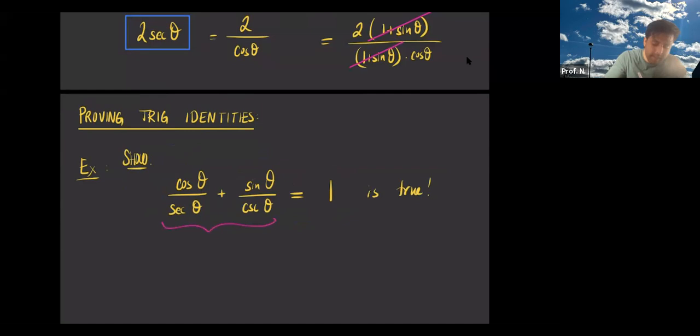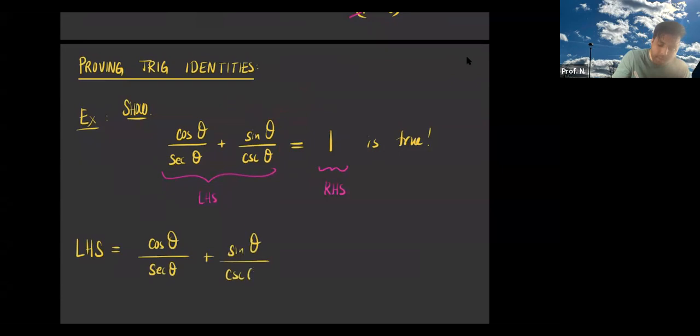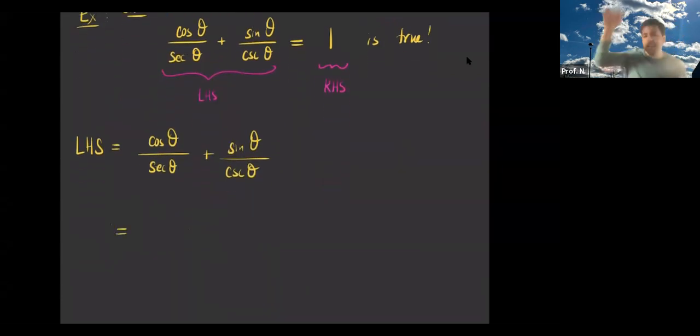So this is a left-hand side, and this is the right-hand side. What I want to show is that the left-hand side eventually becomes the right-hand side, or that the right-hand side eventually becomes the left-hand side. That's what I want to show. So that's why we use the simplifying technique first. So in another sense, does this simplify to 1? Does it? I have to show it. So this is what we do. Left-hand side equals cosine theta over secant theta plus sine theta over cosecant theta. That's the left-hand side. And I want to show if I get to the right-hand side somehow.